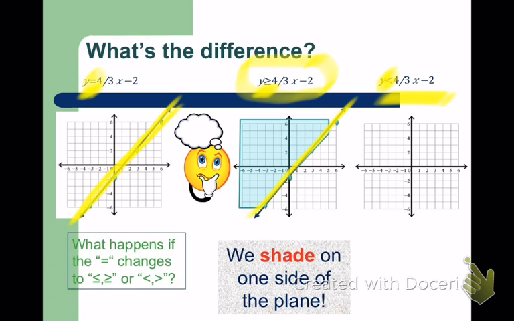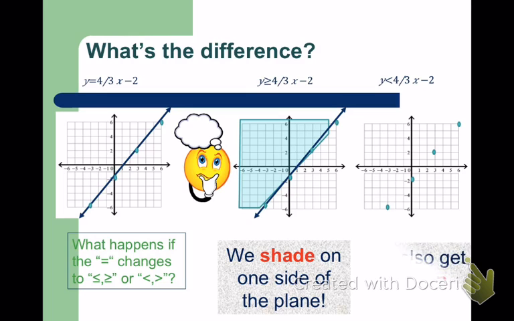The first one's just an equals, the second one has an equal to sign, and the last one does not have the equal to sign. Therefore, when I draw my line, I am not going to make it a continuous line. It's going to be a broken line, or if you prefer to think of it as a discrete line, that works too. So I'm going to go ahead and put those same points again, and I'm just going to draw a broken line in between.